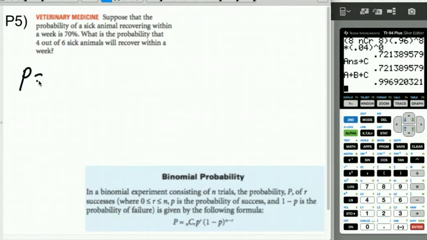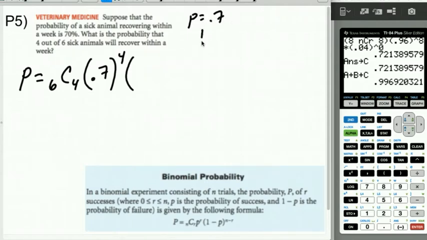So the probability is going to be 6 choose 4, because there's 6 animals and you're choosing 4 of them. The probability of recovering is 0.7, so 0.7 to the number of successes. If the probability of recovering is 0.7, then the probability of not recovering within a week is 0.3, right? 1 minus 0.7, so 0.3 to the 2nd. And that's what I'm going to put in my calculator.